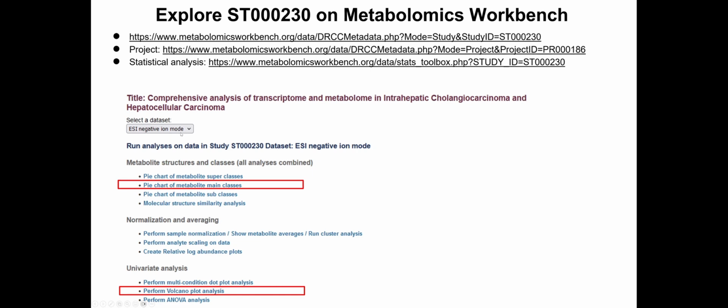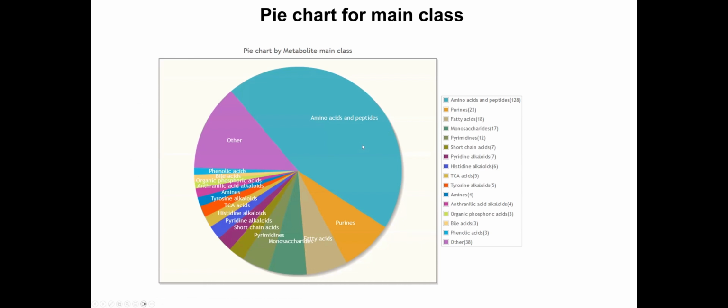You can look at the data set, for example, ESI electrospray ionization negative ion mode. You can look at a pie chart. You can look at all these different types of analyses, and I'm going to show you a few of these. You can do a pie chart of metabolite main classes present in this study in cancer in comparison to control. And you can look at the study, and immediately you find the studies that the largest number of metabolite classes involved are amino acids and peptides. And then there is purines, there is fatty acids, there's all kinds of other species. And these are all the numbers of the species present in the hepatocellular carcinoma in contrast to controls.